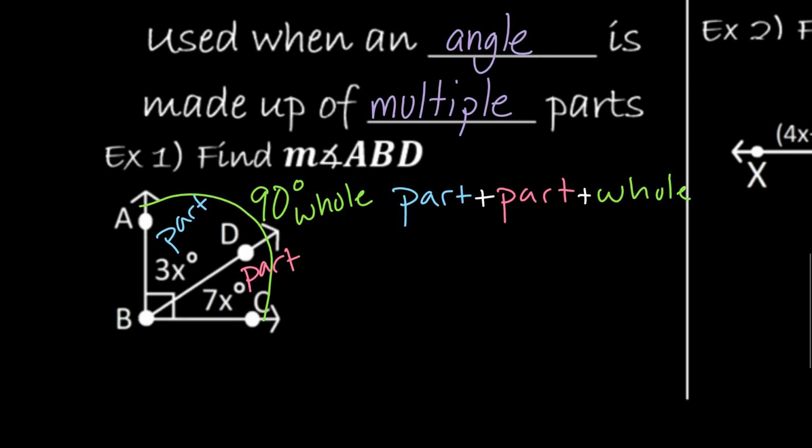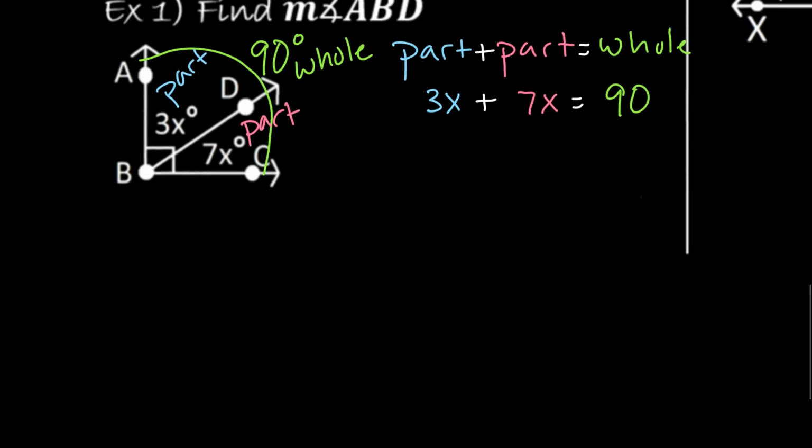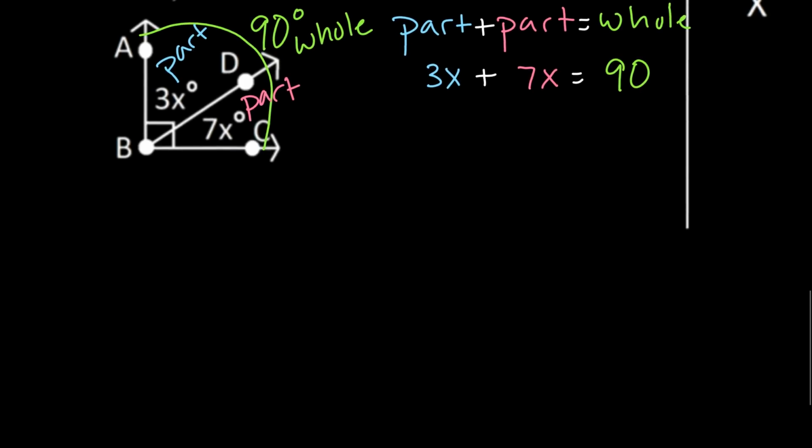So my first part has a value of 3x, and my second part has 7x. Oh gosh, I did it again. I am so sorry. There we go. Equals the whole, which is how much? 90. So now I combine like terms. What is 3x plus 7x? 10x.